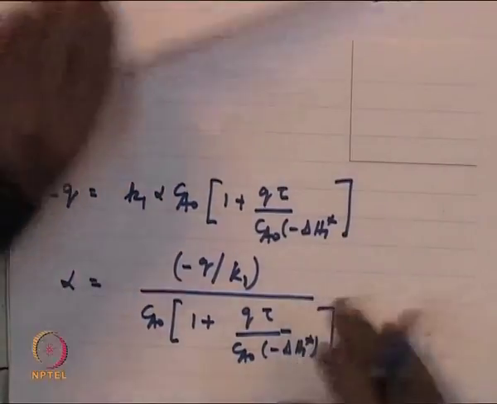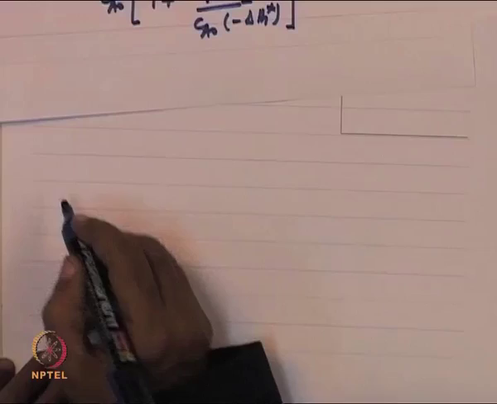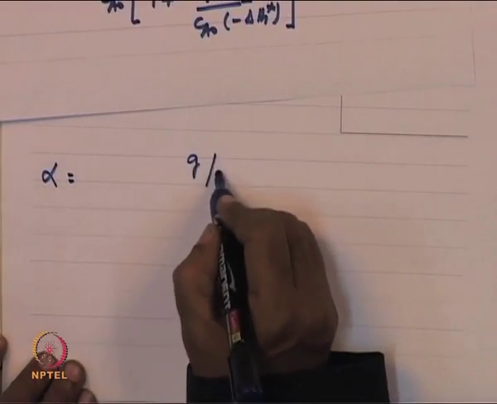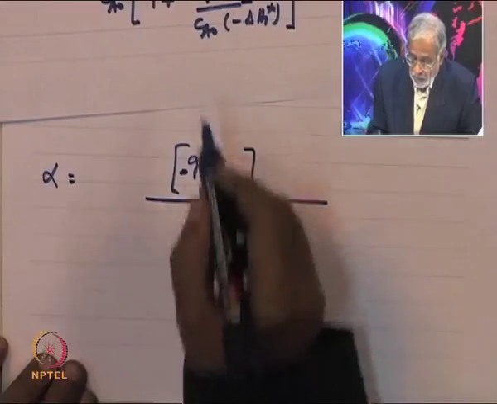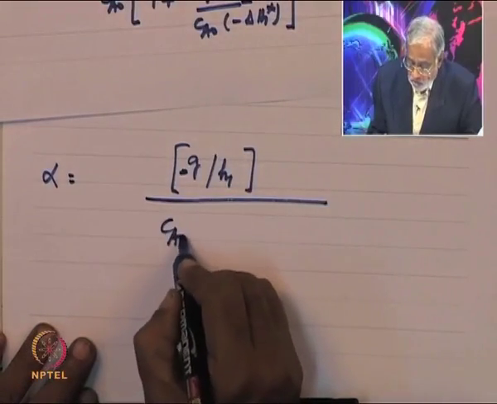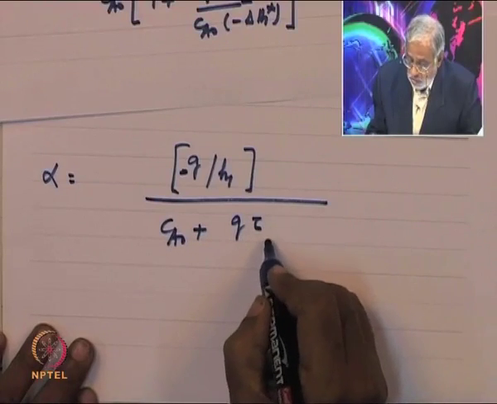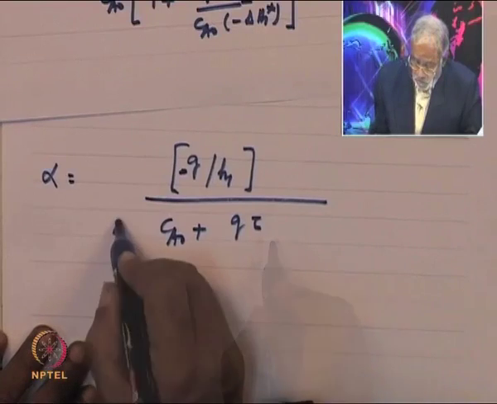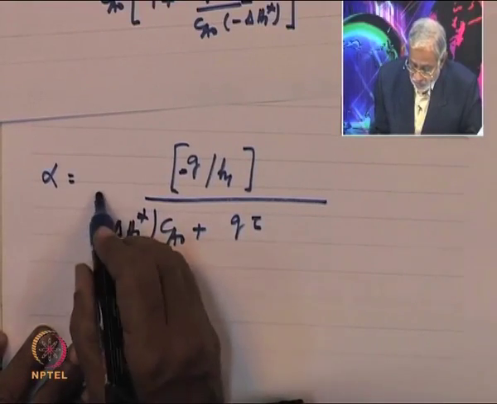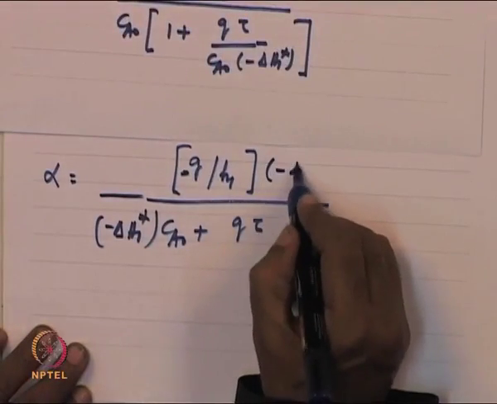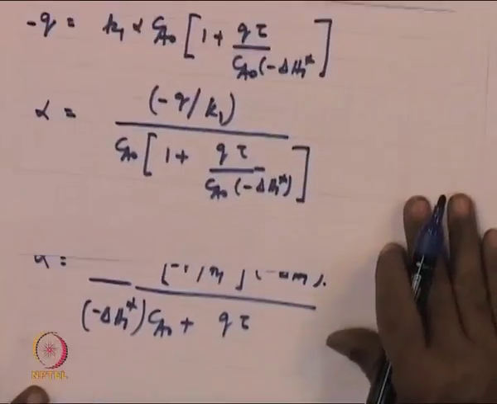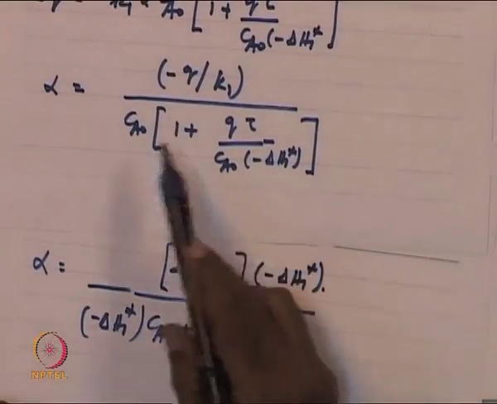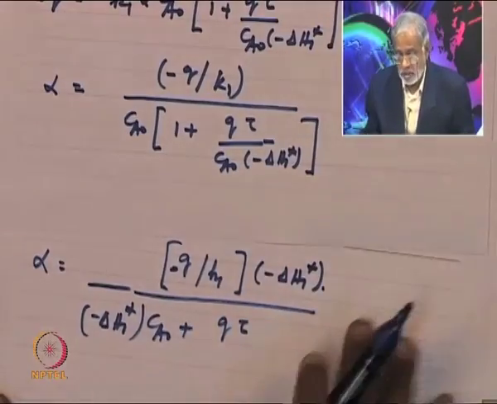Let me make a small simplification just to make it look a little nicer. So, alpha equals minus Q by K 1, divided by, I will take C A 0 common. So, it becomes C A 0 plus Q tau divided by Q tau delta H 1 star with a minus sign. Have I got it right? And then there will be a minus delta H 1 star in the numerator. Please tell me, have you got it right? I hope I've got it right. I've taken common, so C A 0 cancels off, and minus delta H 1 star goes up. It's okay, it's fine.